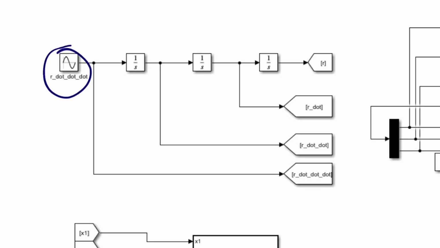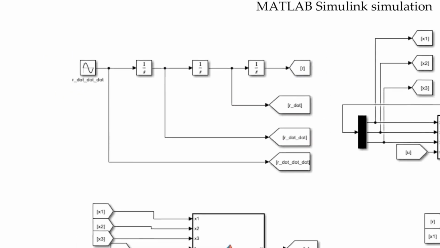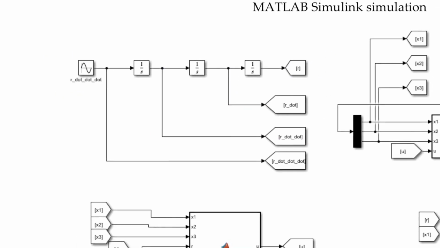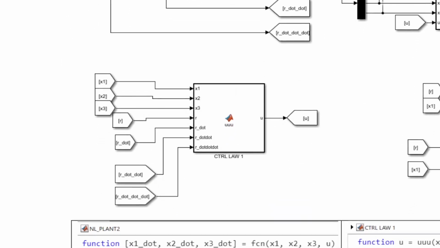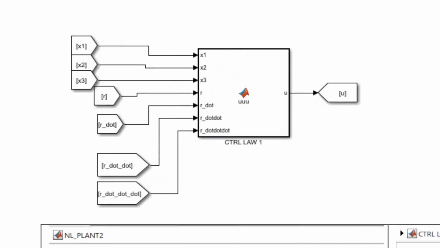So if we take the integral of r triple dot, we will have r double dot, and again we can take the integral, and we will have r dot, and one more integration, and we will have the reference signal. This is something that MATLAB is totally capable of dealing with, because there are no derivative terms, and derivative terms are annoying, to say the least, right? Okay, so let's look at the second block diagram.